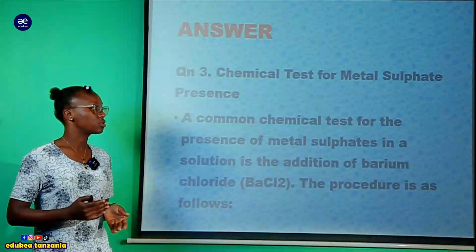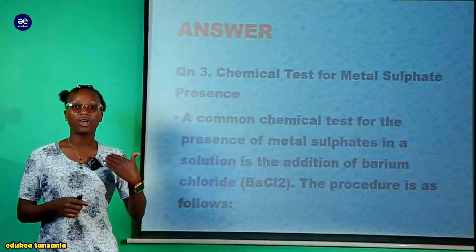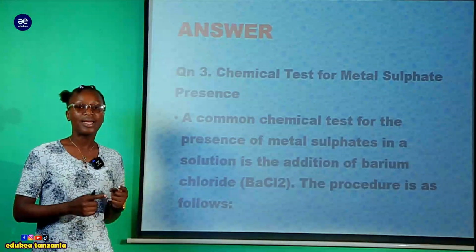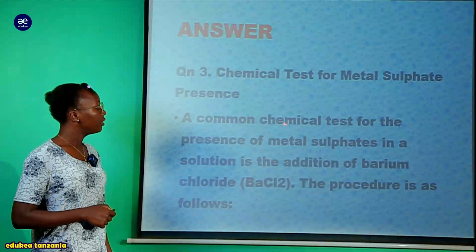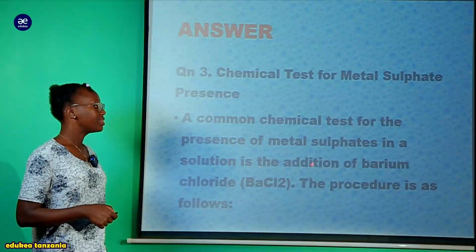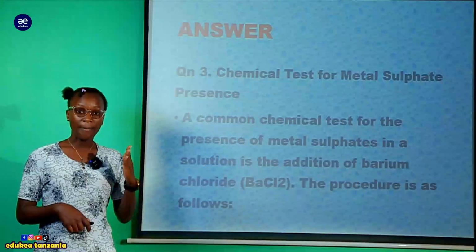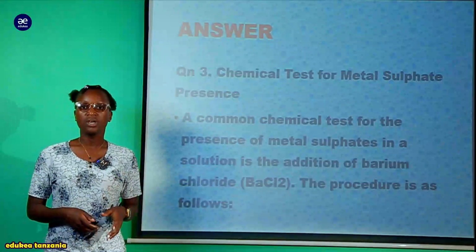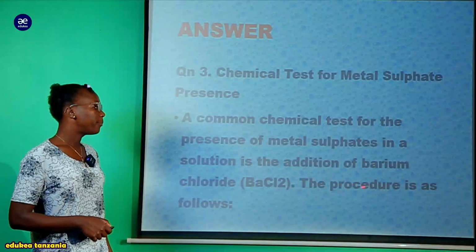So in chemistry we have this confirmatory test here. We have this chemical tests ambazo zinatusaidia kufanya confirmation that in this solution or in this compound there is the sulfate compound. So here you can see that a common chemical test for the presence of metal sulfate in a solution is the addition of barium chloride. Kumbe common chemical test ya identification of this metal sulfate presence tunatumia the addition of barium chloride, this one. So the procedure is as follows.